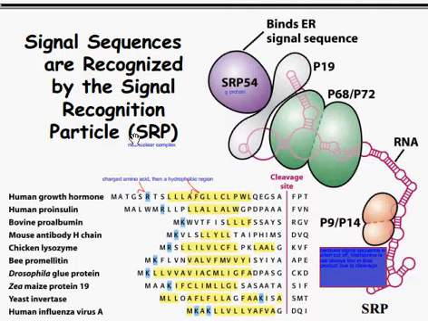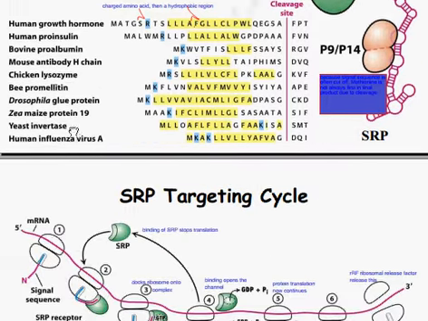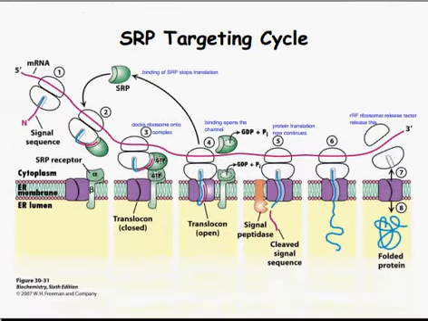So the SRP recognizes a charged amino acid, which you see here, and then a hydrophobic region, which is what you'll see here. The charged amino acid is not always right at the beginning. Sometimes it can fall in between, but that's kind of the gist of it for what we have to learn.